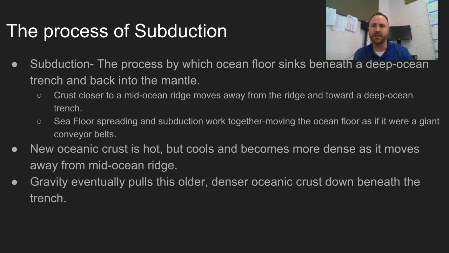Seafloor spreading and subduction work together, moving the ocean floor as if it were a giant conveyor belt. And that's also where our continents sit. They sit on these plates that are constantly moving. New oceanic crust is hot and cools, which becomes more dense and moves away from the mid-ocean ridge, and then eventually pulls this older, denser oceanic crust beneath the trench.